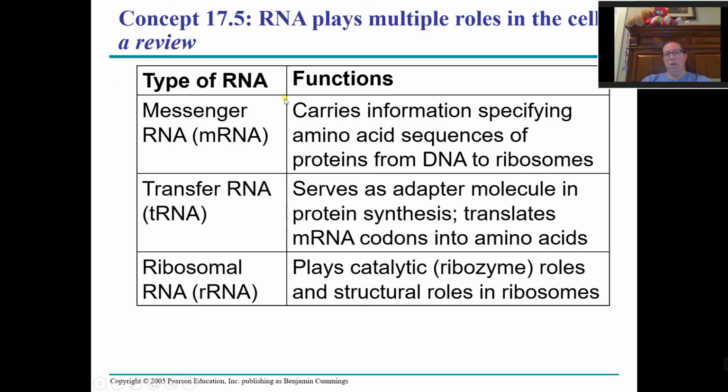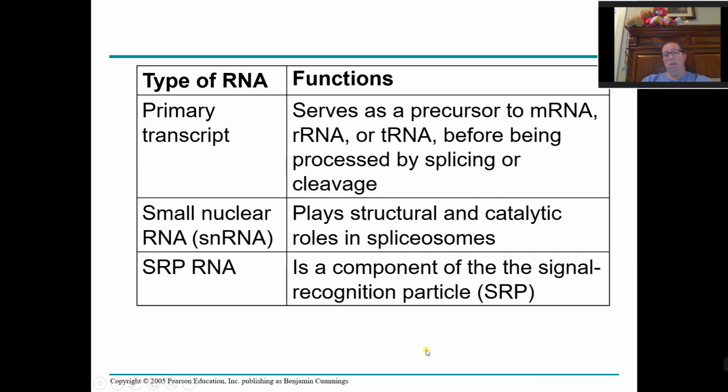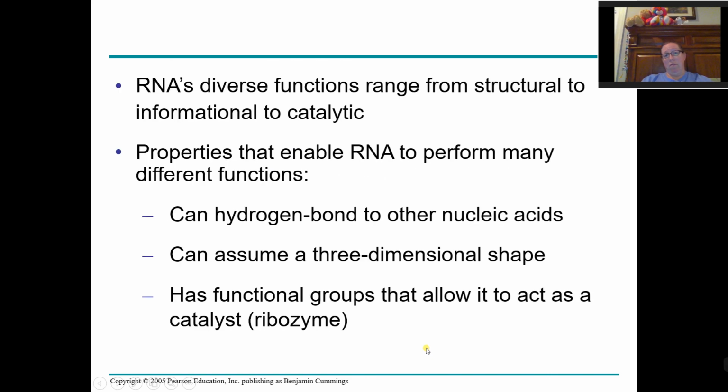And the types of RNA, this is a good one because it gives you what type it is and what it does. As you can see, there are so many of them.